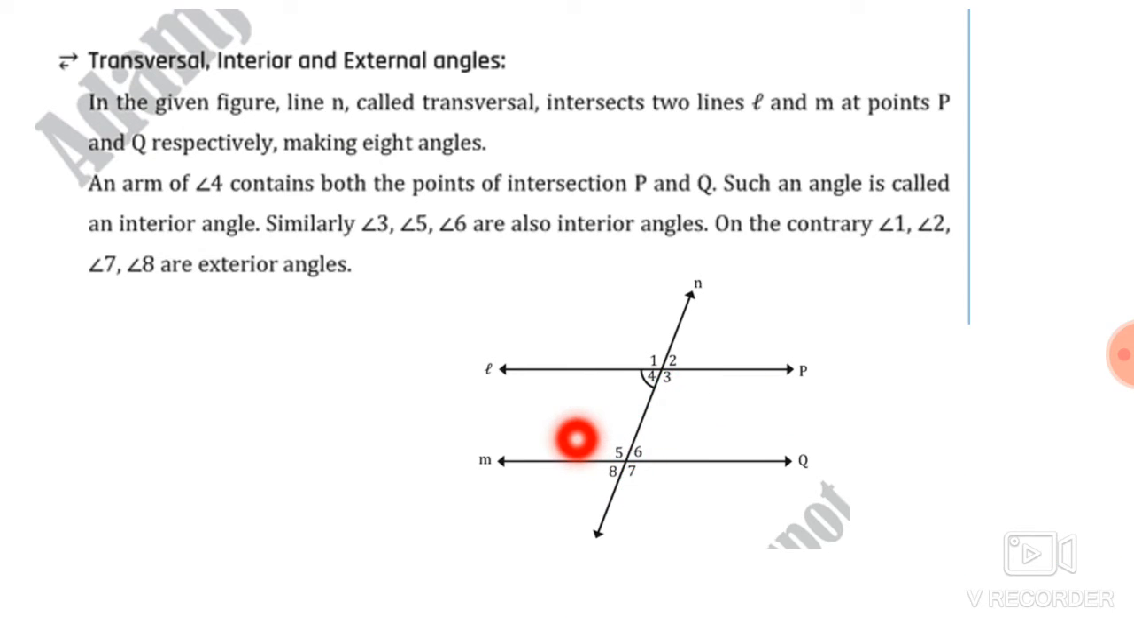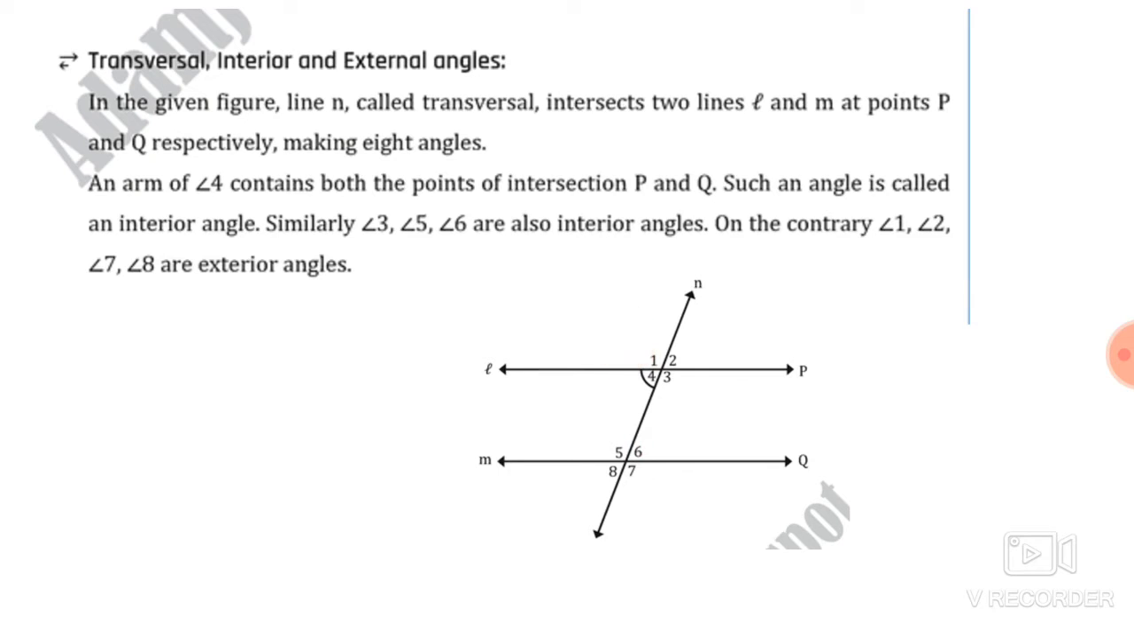Similarly, if we draw the arms of this angle, it will include this line and this line. These two will be the arms of angle 5. And we can see that on these arms, we have both point Q and point P. It means angle 5 is also an interior angle. Similarly, angle 6 is an interior angle.